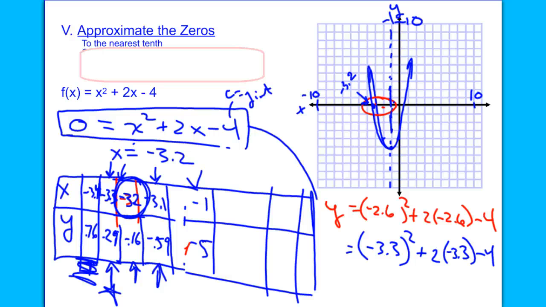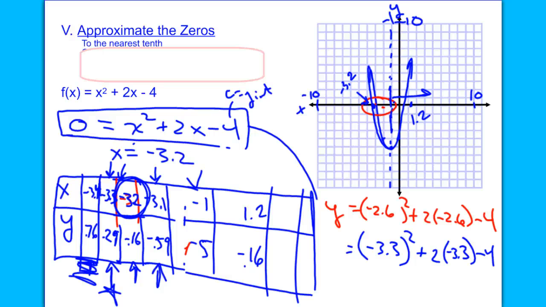So we want to go 2.2 this way to find our other intercept. And what is negative 1 plus 2.2? Say it, Anderson? 1.2. X value of 1.2. So we go immediately to 1.2 and test it. What does 1.2 give us in the equation? And yes, we've got the other closest solution to the tenths. It's 1.2, the same distance away from the axis of symmetry.